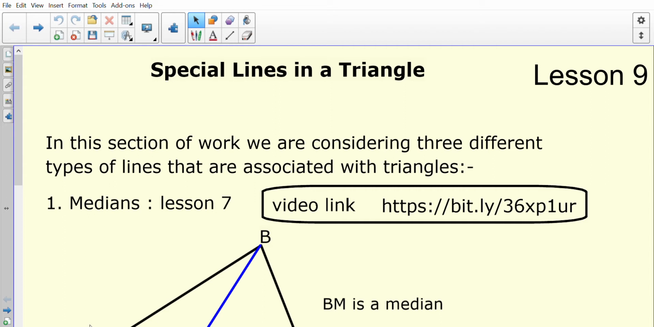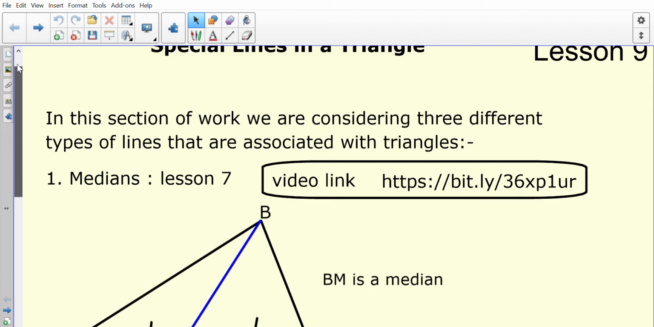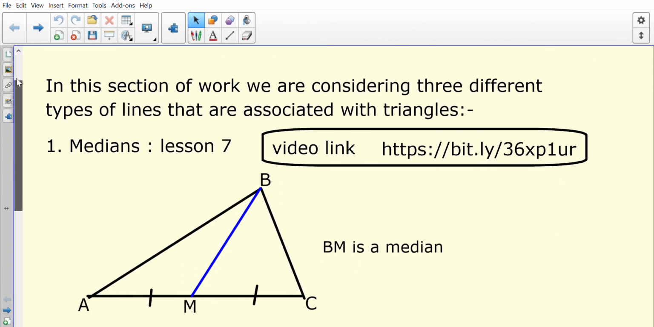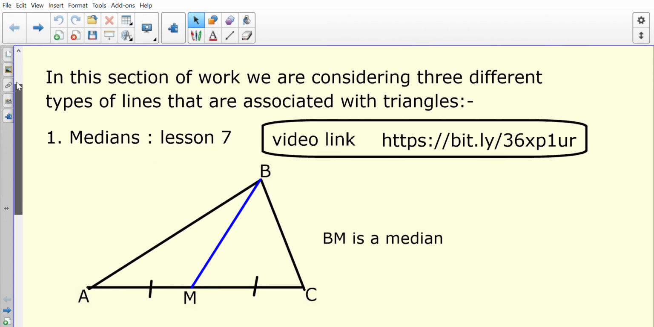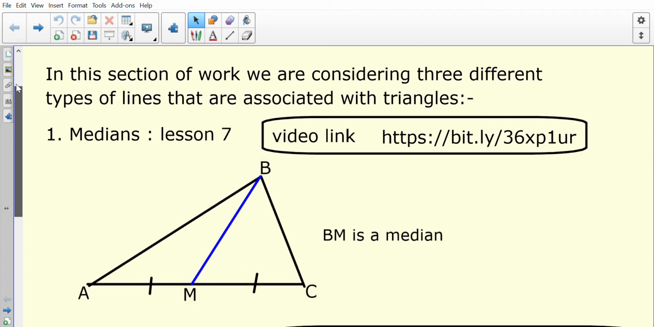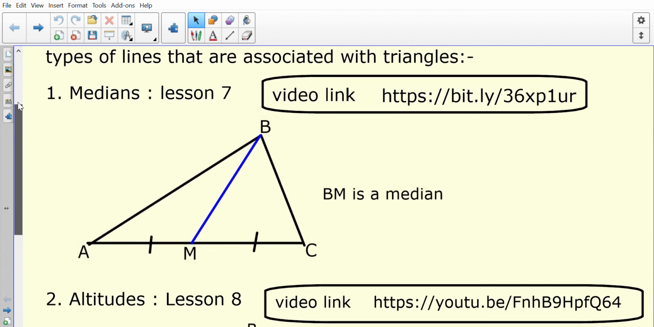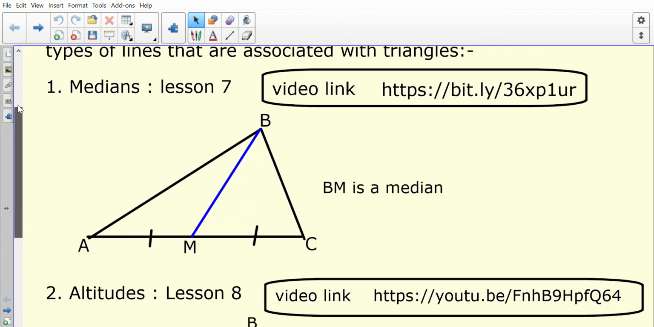So in today's lesson we are going to be looking at special lines in a triangle again, and just as a recap of what we've covered so far, we have spoken about medians. So lesson 7 was on medians. You see the link there takes you to the YouTube video. It'll talk you through that if you need a refresher. And the diagram there shows you what a median is.